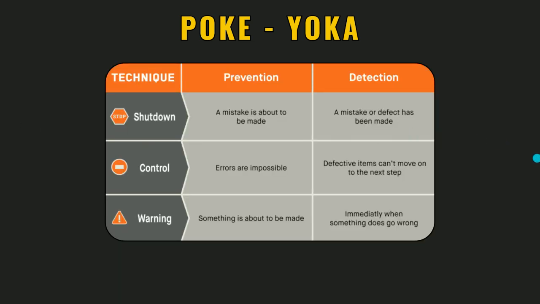Now, some techniques: shutdown, control, warning, right? Prevention: a mistake's about to be made. In the control aspect of it, prevention, we have errors are impossible. Warning: something's about to be made. Detection: a mistake or defect has been made. A defective item can't be moved on to the next step by controlling it. And we can implement and immediately address when something goes wrong.